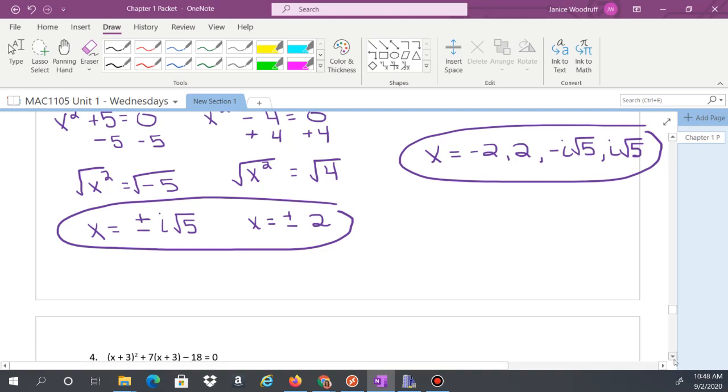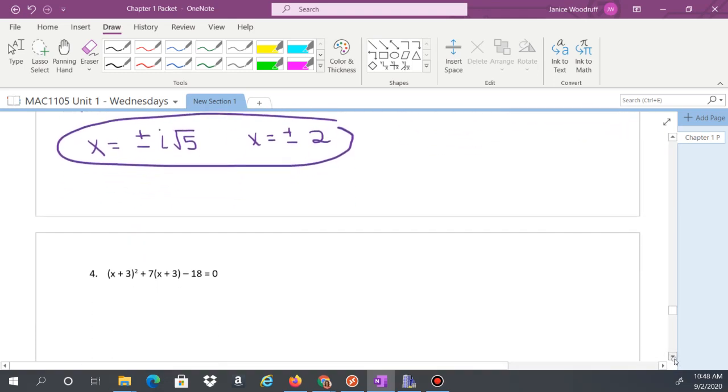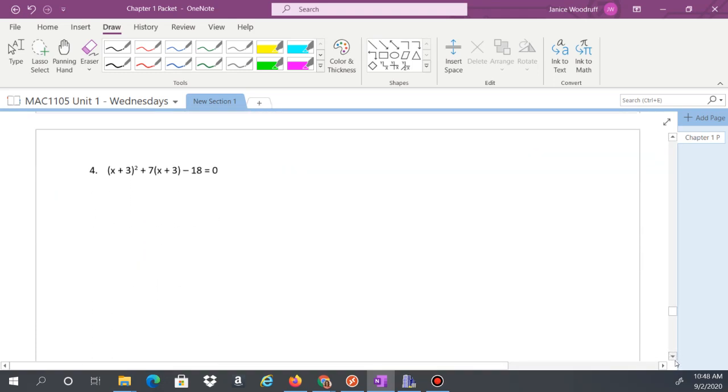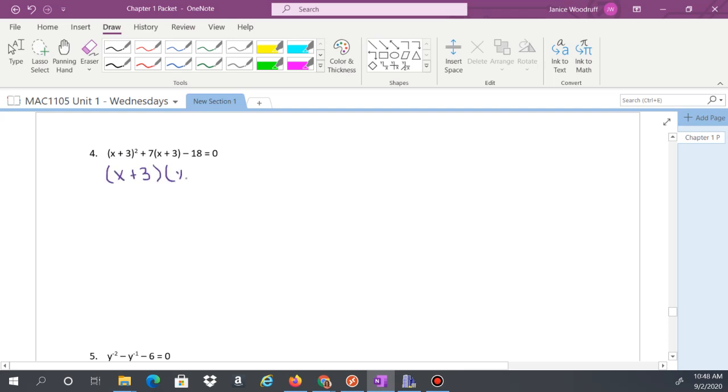Okay. So now this next one, this is actually just a normal solving one. You just have to work it out before you go to solve. So I'm going to make 2 copies because this is x plus 3 squared. So this is going to be x plus 3 times x plus 3 plus 7 times x plus 3 minus 18 equals 0. So we're going to multiply everything out, then combine like terms.